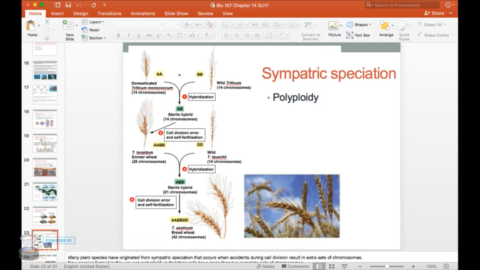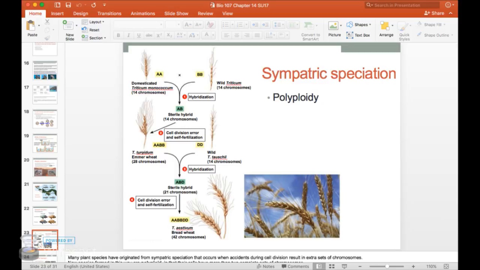So here we have the wild version of wheat. We have wild triticum that has 14 chromosomes, and we have our domesticated triticum that also has 14 chromosomes, but these are different enough that if you breed them, you get a sterile hybrid.